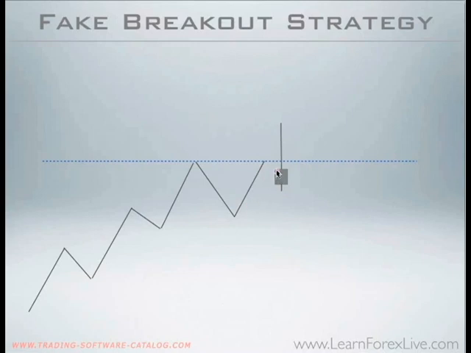The color of the body of the candle is irrelevant. It doesn't matter whether this is a green or a red candle, an up candle or a down candle. Since the body is so small, the color doesn't really matter. What's important here is to note how we have a long wick breaching through that level of resistance, and how price opens and closes below that actual level.